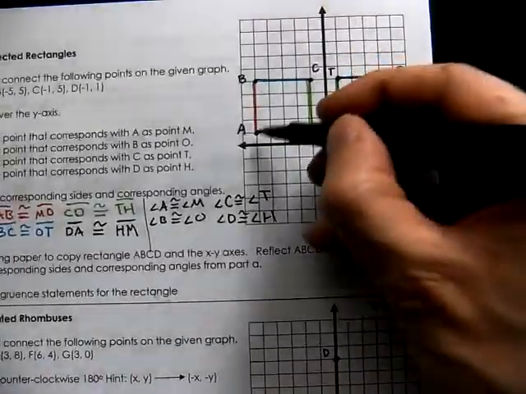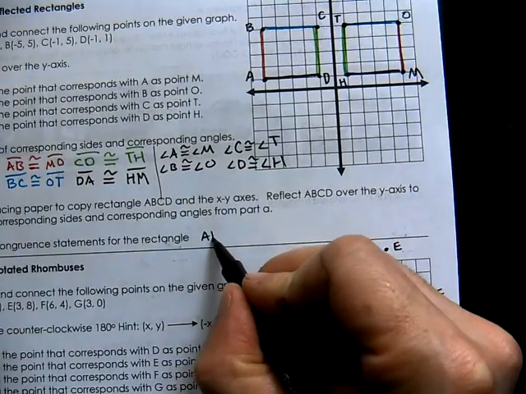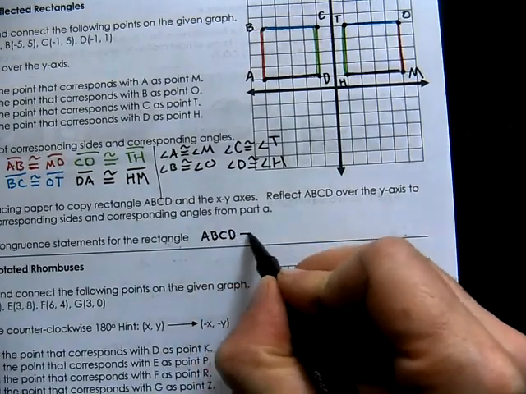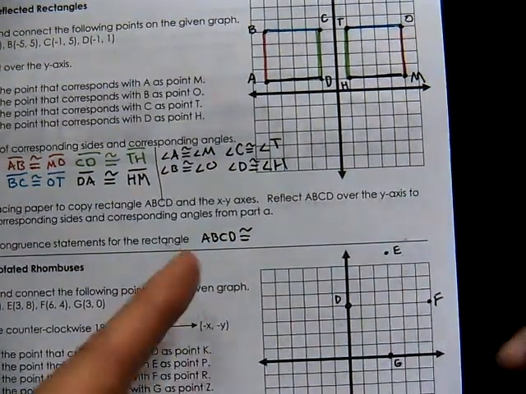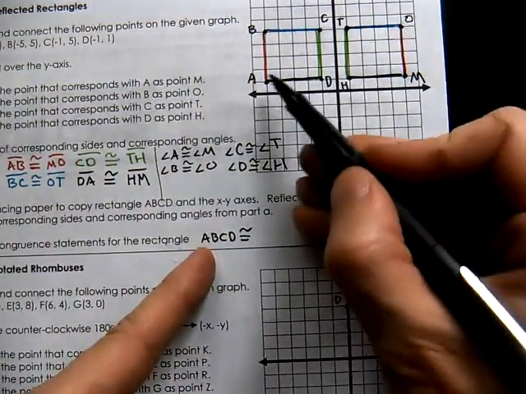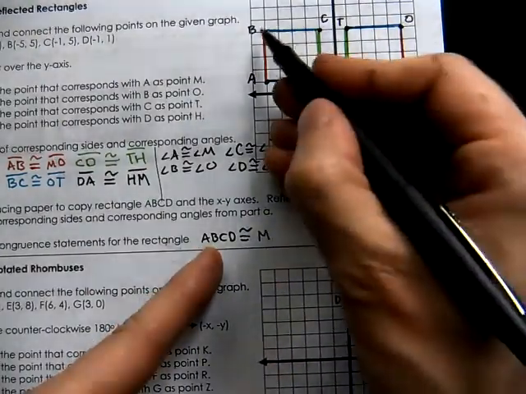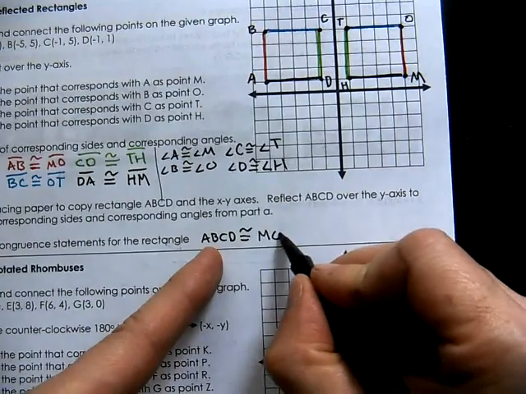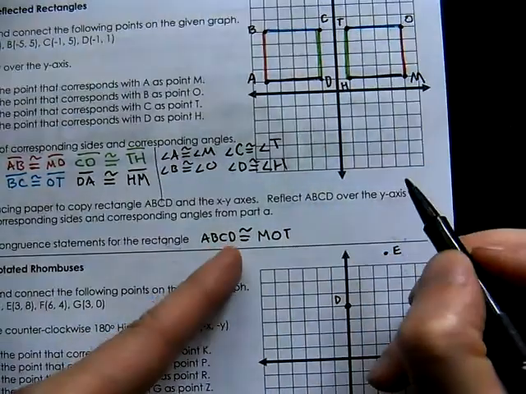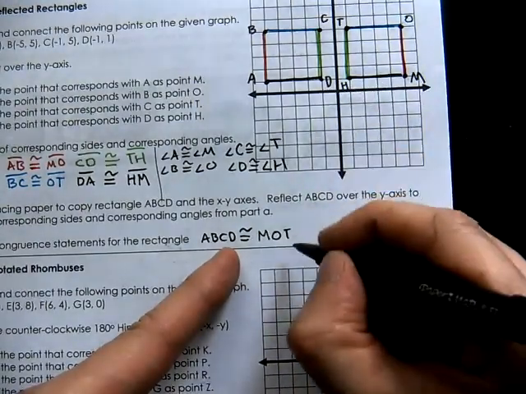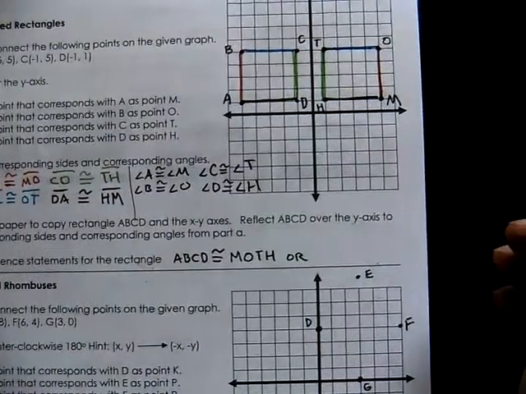So let's start with ABCD. How about that? So figure ABCD is congruent with, and remember the order of the letters matters. So A is paired up with M. So A is in front, so M has to be in front. B is second, and that's paired up with O, so O is second. C is third, that's paired up with T. And then D is last, that's paired up with H. So that's one possibility. Let's do something different.